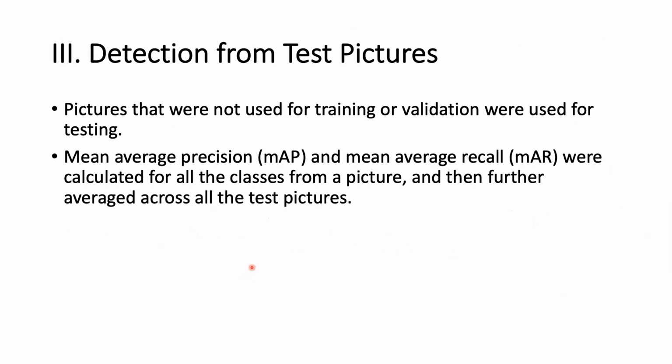So we move to our third step, which is detection on the test pictures. Here, we only use the pictures that were not used for training or validation. We pay attention to 2 parameters. The first one is average precision, and the second one is average recall. We calculate them for all the classes from 1 picture, and we further average that across all the pictures to have a value for the precision or the recall.